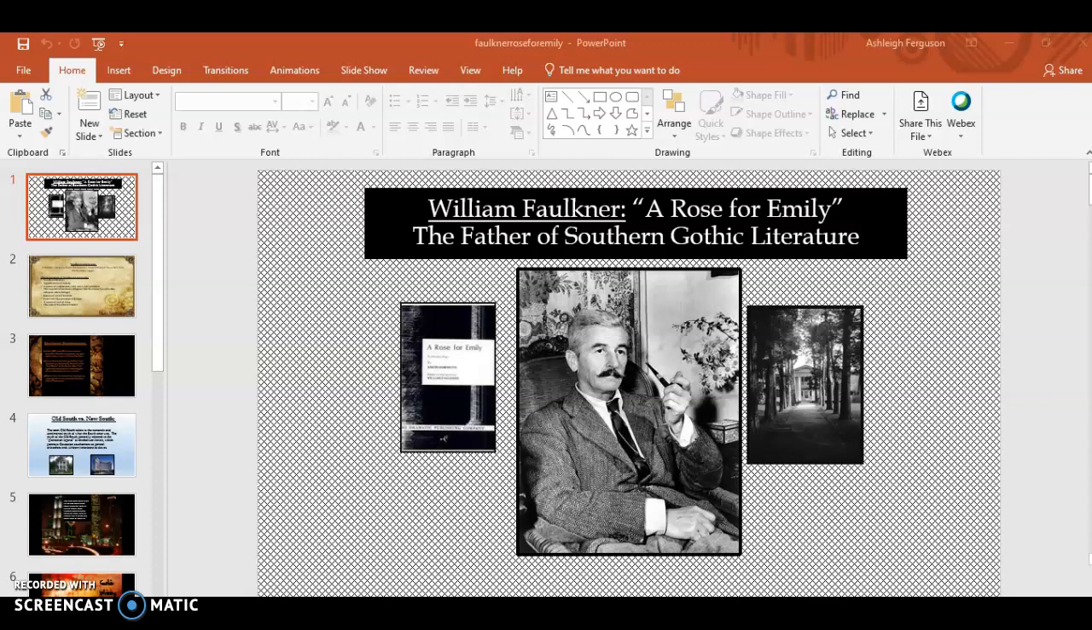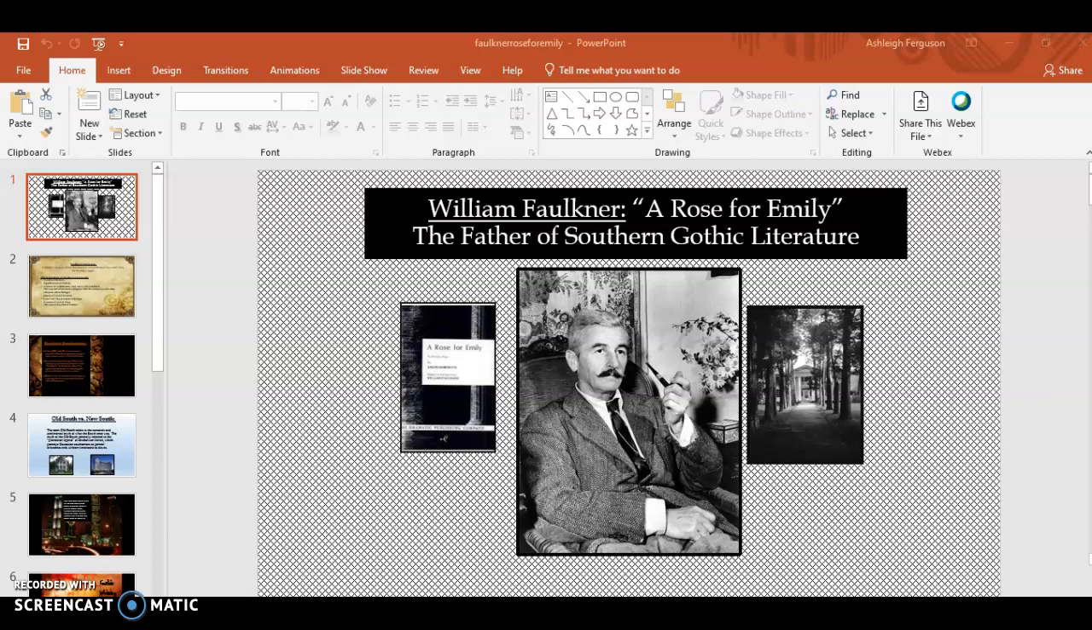Now, we are shifting from our discussion of The Yellow Wallpaper, which in many ways is considered an American Gothic short story because we do have a setting of an isolated ancestral estate.